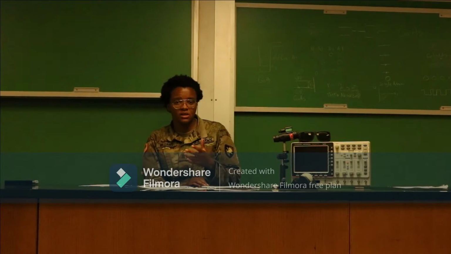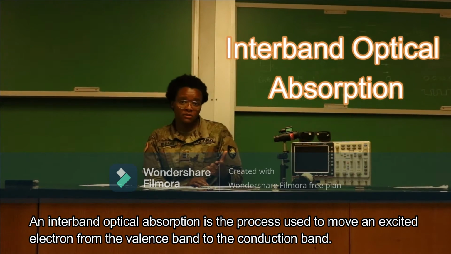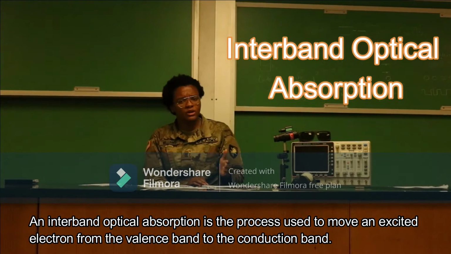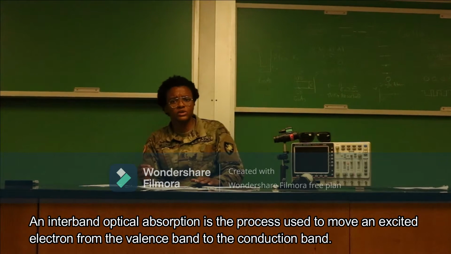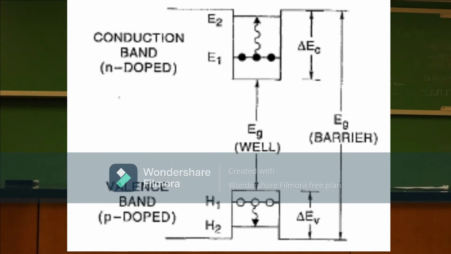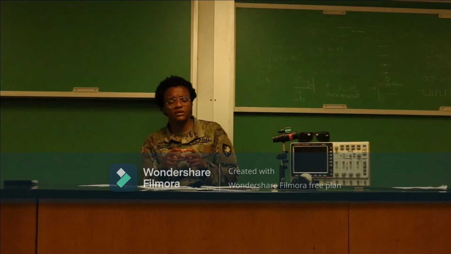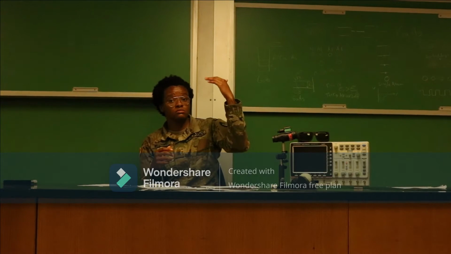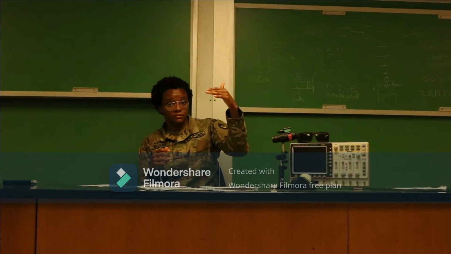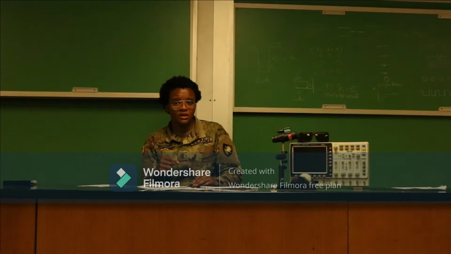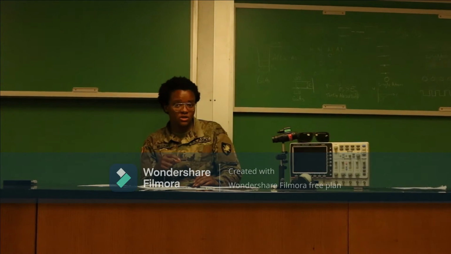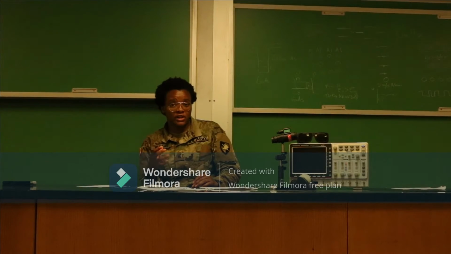This process is called interband optical absorption. Interband optical absorption has to do with a photon coming in, exciting that electron. The electron is then moved out of its placement within the valence band, and then it has to jump to the conduction band. The photon that's coming in has to have greater energy than the band gap energy.